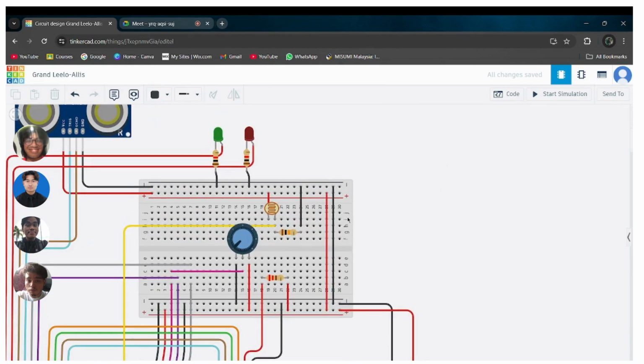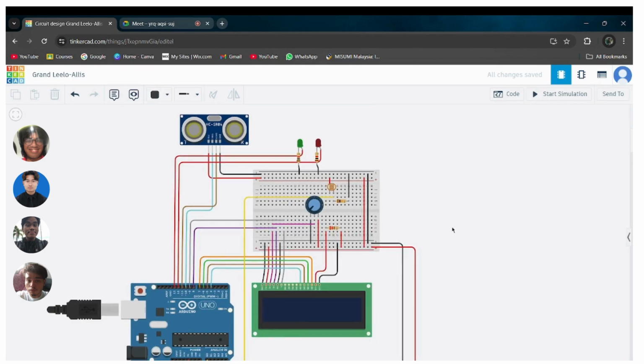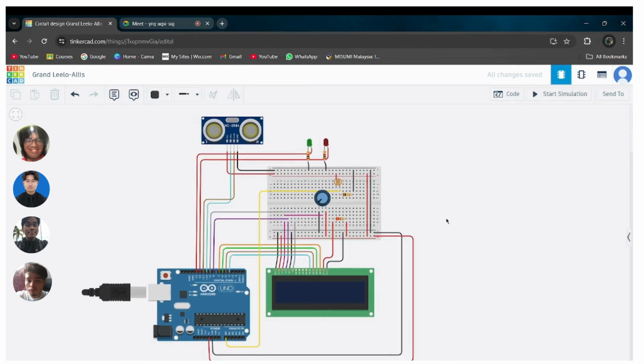And to conclude all the power supply, each of these components is connected to its own power supply from the Arduino. As we can see, the Arduino is connected to the laptop or PC via USB connection. We receive the power supply from the laptop itself.